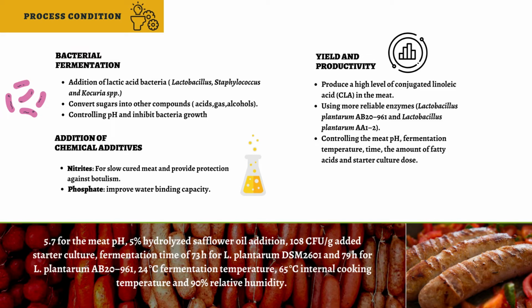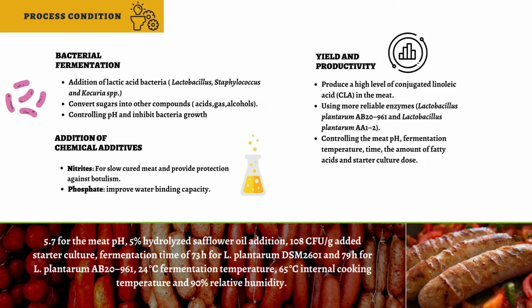Now we will go on with process conditions. The first one is bacterial fermentation, which is the addition of lactic acid bacteria in the process of fermented sausage. Examples of these bacteria are Lactobacillus, Staphylococcus, and Kocuria species. These microbes will convert sugars into other compounds such as acids, gas, and alcohol. This will help to control the pH and inhibit bacterial growth in the meat.